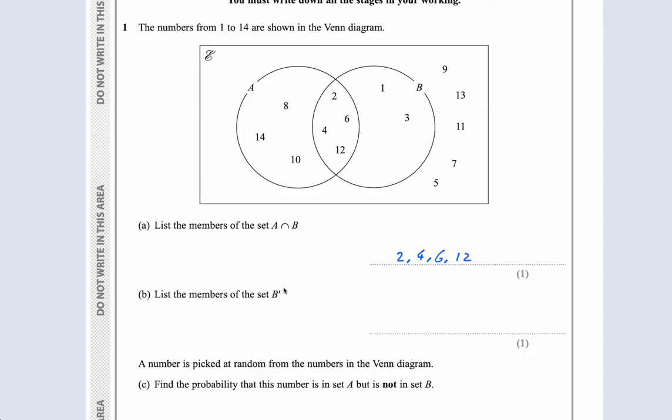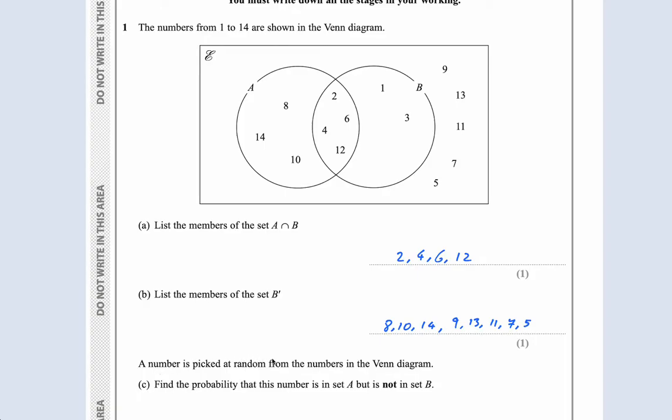List the members of the set B complement. So this means everything that is not in B. I usually just say that is not. So not B. Everything that is not in B. So 8, 14, 10. And you don't have to write these in order, guys. 8, 10, 14. I am writing them in order. And then as well, I have to include these ones. So now I have 9, 13, 11, 7, and 5. And note, these are not in order, guys, but that's perfectly fine.